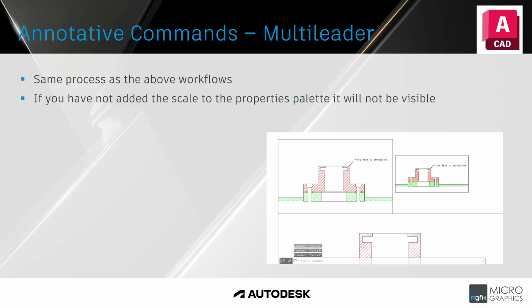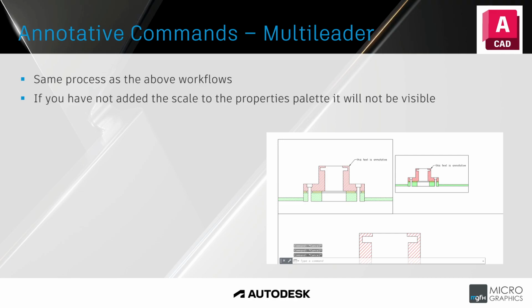With your multi-leader, it's the same process as above. Create your multi-leader style, go through and check that you've got all your different scales added, and then create your viewports, and you'll see that my multi-leader style is the same. This text annotative has got the same height as that. Now, what I've shown on the bottom is that this text annotative exists in model space. So why doesn't it exist in my viewport at the bottom?